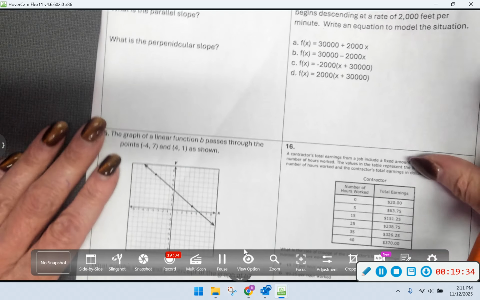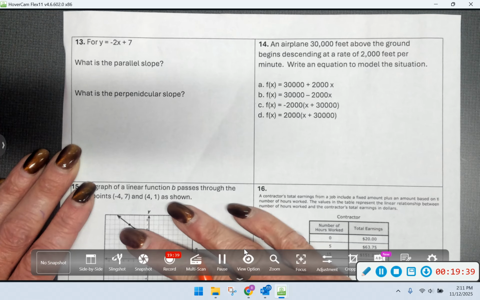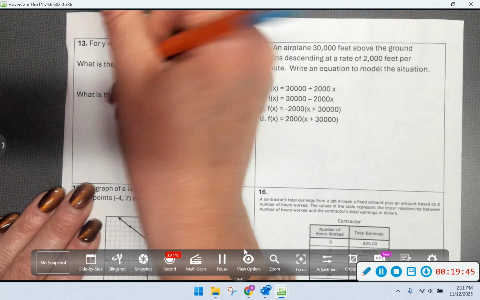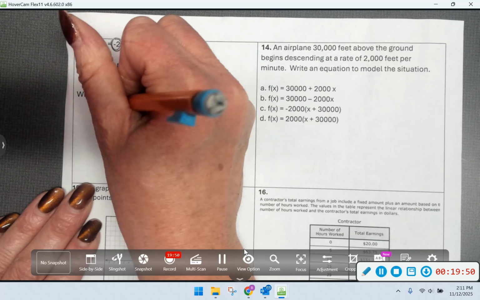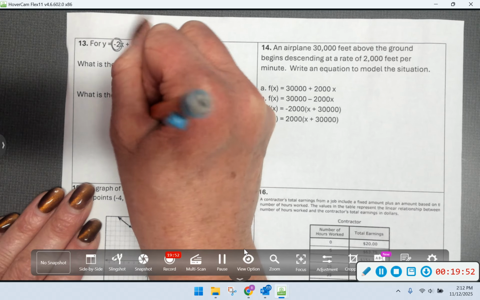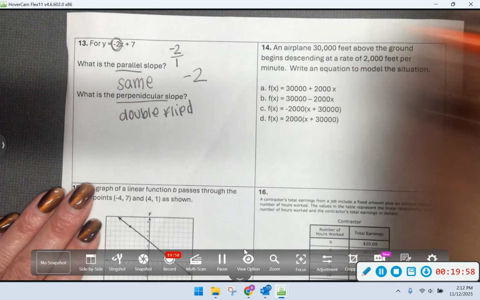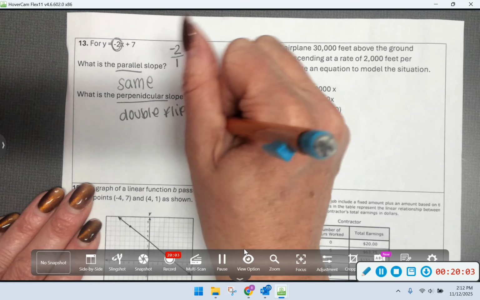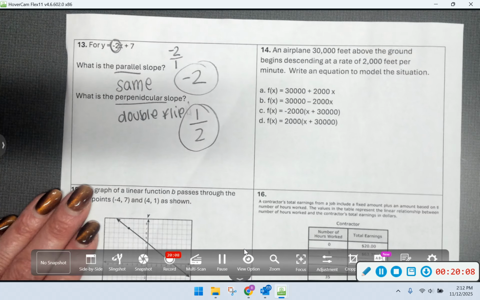All right, let's flip our paper over. Now this is a review of what was on your test a couple tests ago. So I'm paying attention to the slope here. My slope is negative 2. Parallel slopes are the same, so my answer is going to be negative 2. Perpendicular slopes, you do the double flip. So I'm going to change it to negative 2 over 1, and I'm going to flip my fraction. So I'm going to flip it to be 1 over 2 and flip it from a negative to positive. So this is perpendicular, this is parallel.